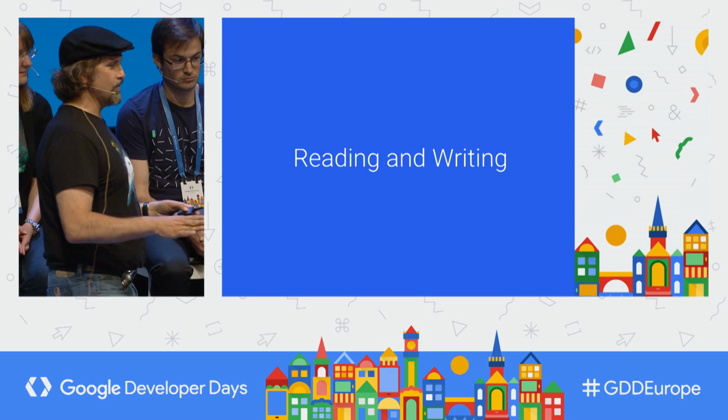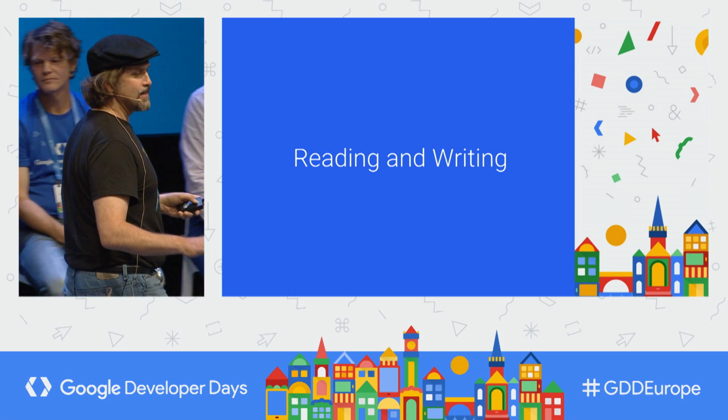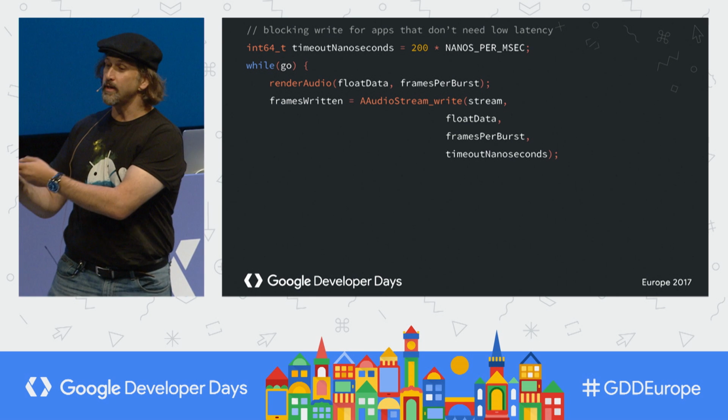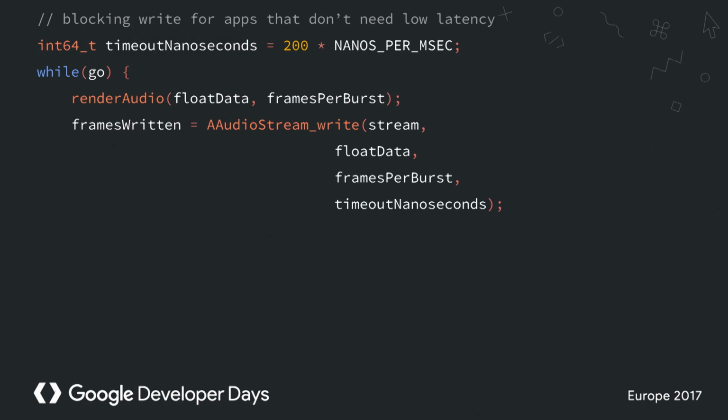All right. Again, this is a simple API. We've got to cover it in 6 minutes. So how did we get data in and out of the streams? OK, so for apps that don't need super low latency, you can just use blocking writes. And here we're in a loop, and the blocking write function returns either the number of frames written or an error.